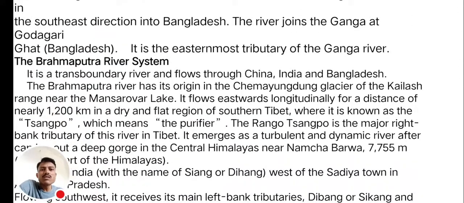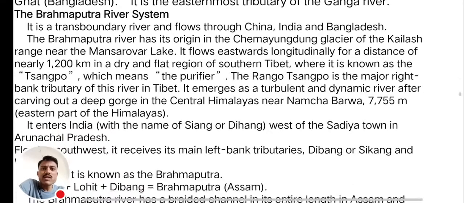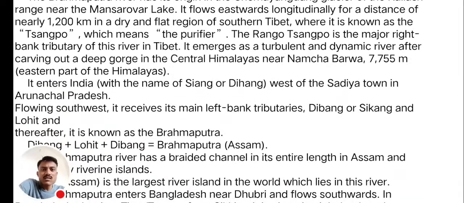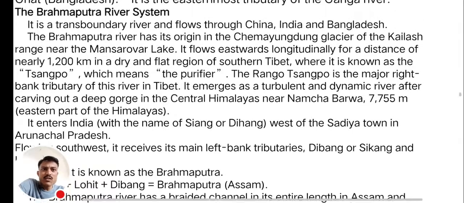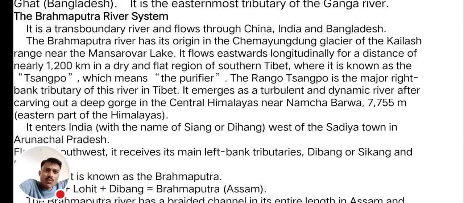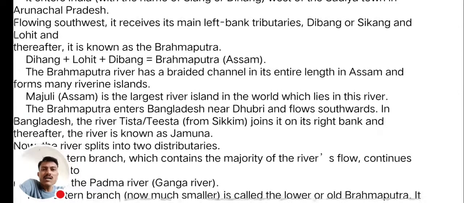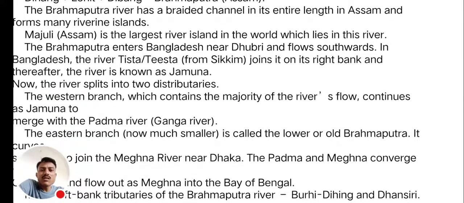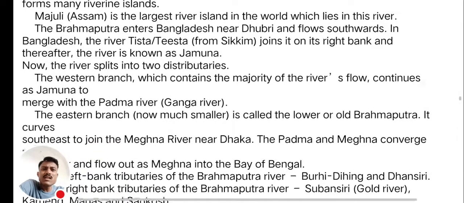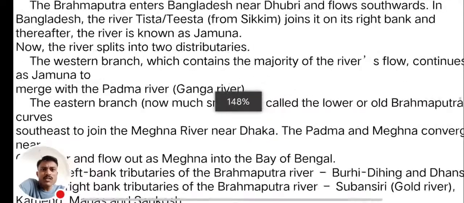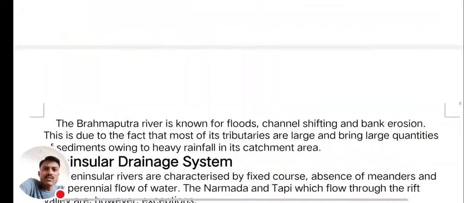Now the Brahmaputra river system. Again, many questions are asked related to Brahmaputra, like where it is, which are its tributaries, distributaries, its different names, from where it is entering India. Different name in China, different name here. Then how Dihang, Lohit and Dibang come together to become the Brahmaputra. Then river islands like Majuli in Assam. Everything related to the Brahmaputra river system is also given. So you can go through this.